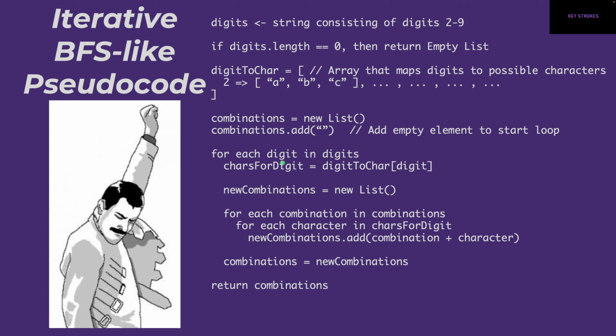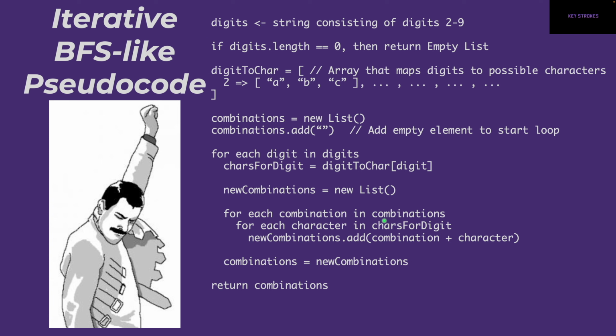Now for each digit in the digits string that was given to us, we first figure out what the characters for that digit are by using the digit to char array that we created up here, and we pass the digit that we are working with. Now this chars for digit stores all the characters for that given digit. Then we create a new list called new combinations, and this is where we'll store our new set of results after we go through this for loop.